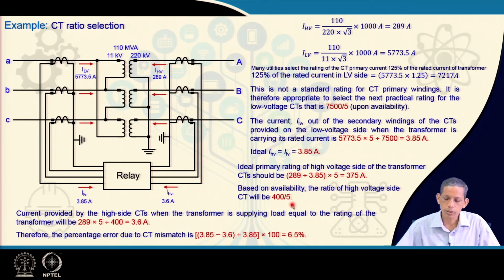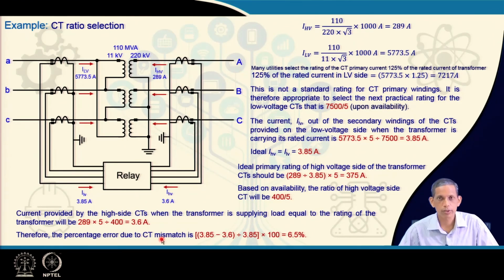Now, in this case, because the desirable high voltage side CT is 375:5, but we have taken the choice of 400:5, there will be spill current in the relay. This leads to the CT ratio of 400:5 for the high voltage side. So, during the rated load condition, 3.6 ampere will be the corresponding high voltage side current entering the relay in each phase.